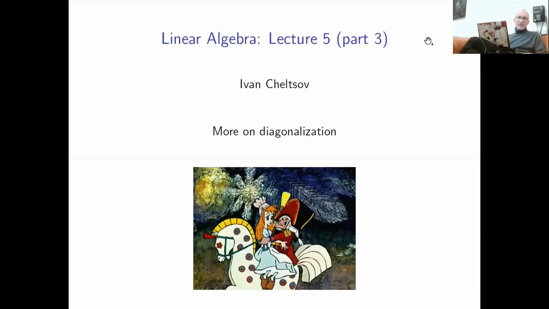Hello, this is the third part, the final part of lecture 5 of linear algebra. This part is also about diagonalization. First, let me translate what we did in the previous part into the language of linear operators, and then we consider some examples.